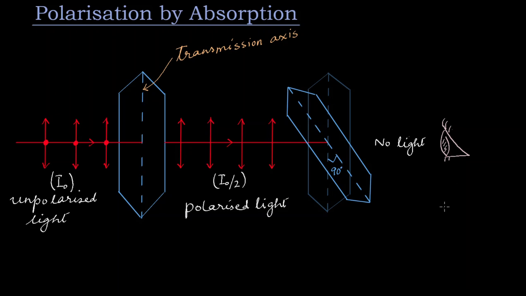So this process in which light becomes polarized by allowing it to pass through a crystal is known as polarization by absorption. And for your information, the first crystal that produces polarization is known as a polarizer, whereas the second crystal is known as an analyzer. Basically, this analyzer detects the plane of vibration of the polarized light.